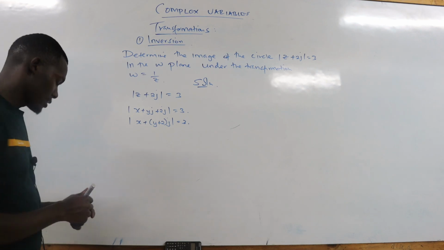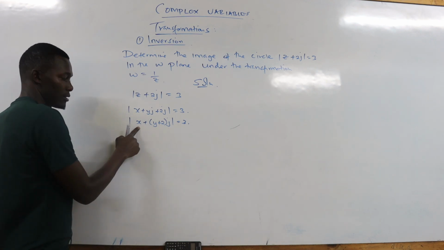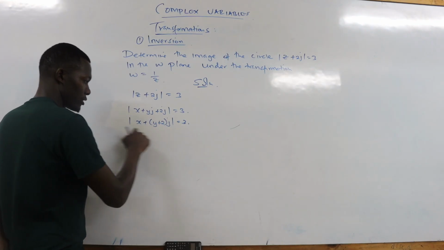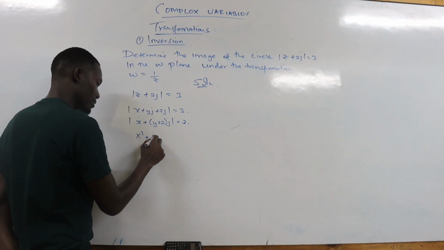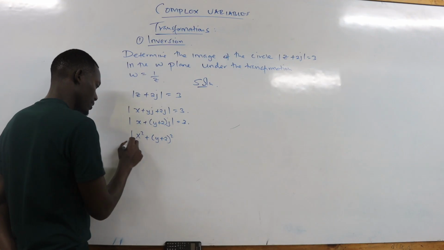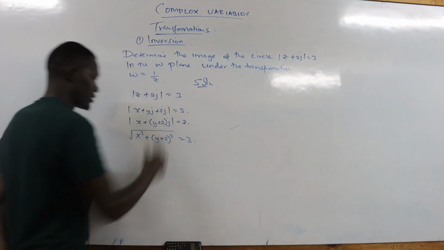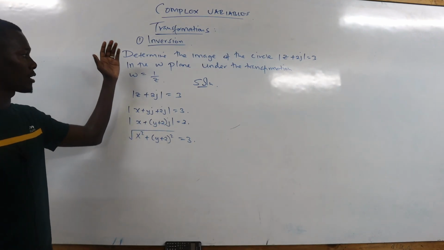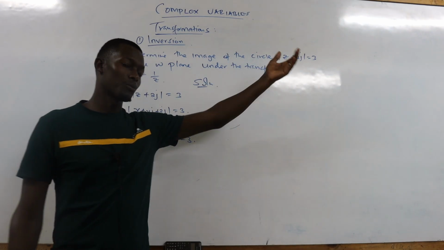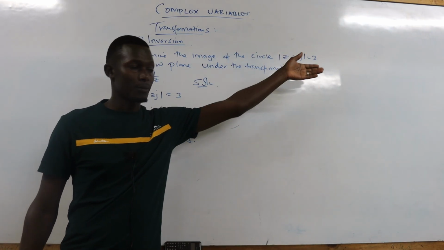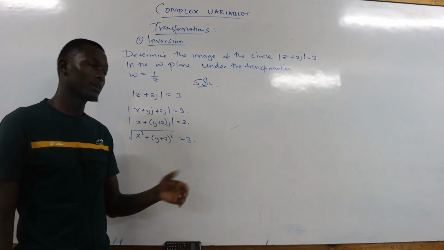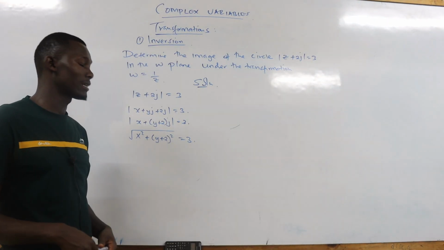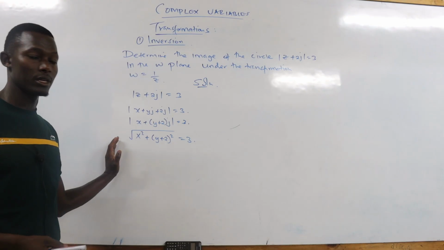Then the absolute means we take the real part squared plus the imaginary part squared, then the square root of it. So this means the square root of x squared plus (y + 2) squared equals 3. At any point, even if you had other questions where you only have a z, those are simple questions. For example |z| = 3 just means |x + yj|, so you take the square root of x squared plus y squared equals whatever you have on the right hand side. Then from there you just expand the same way we're doing it here.